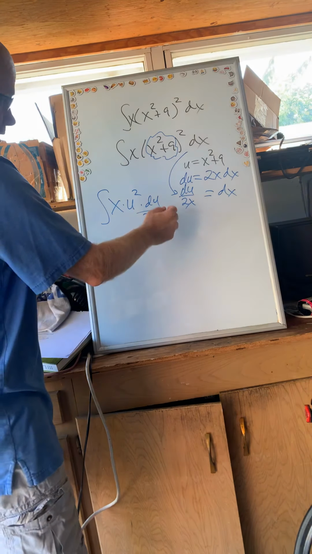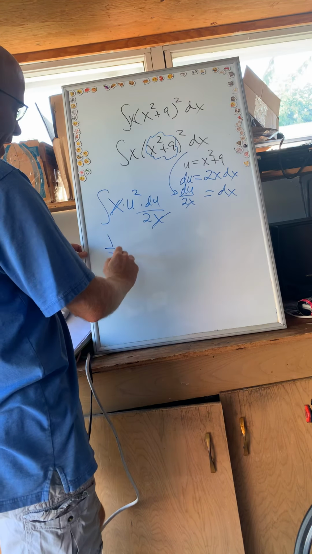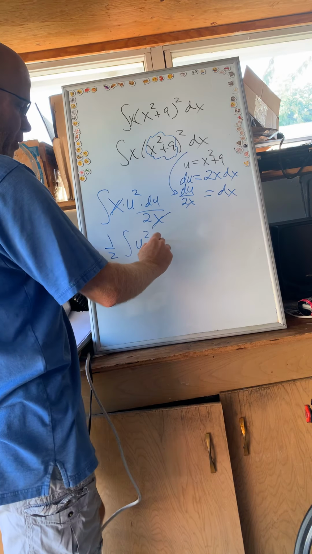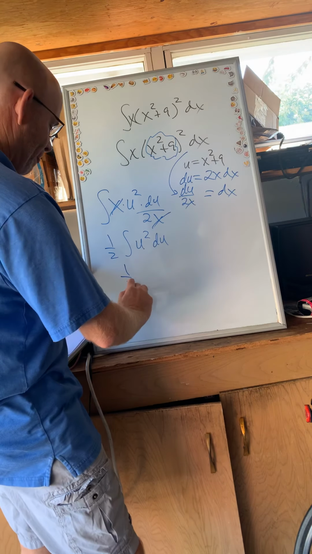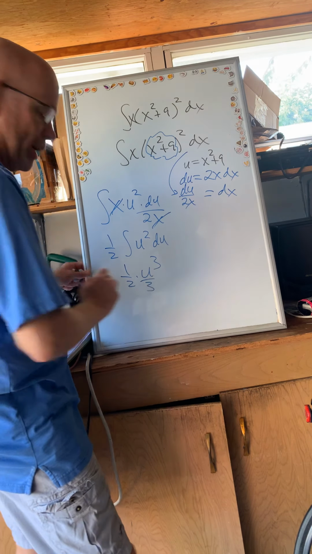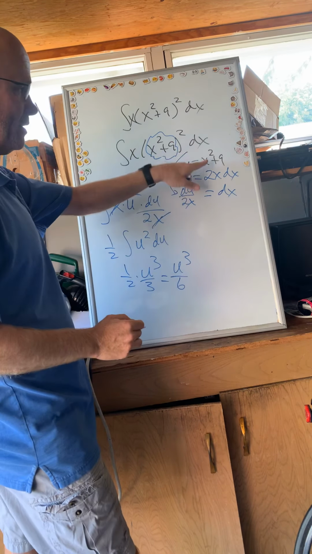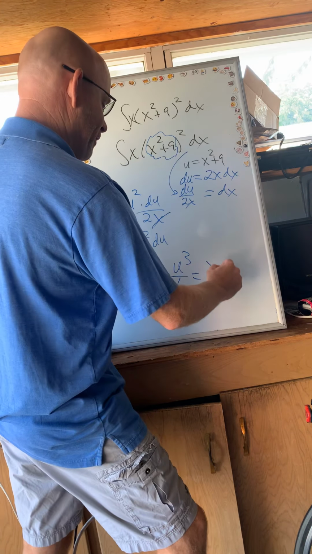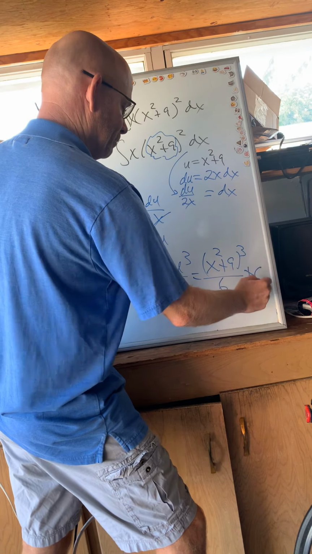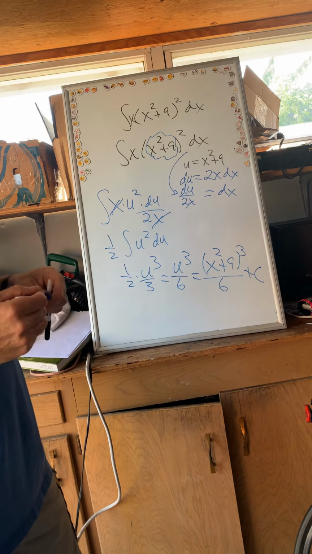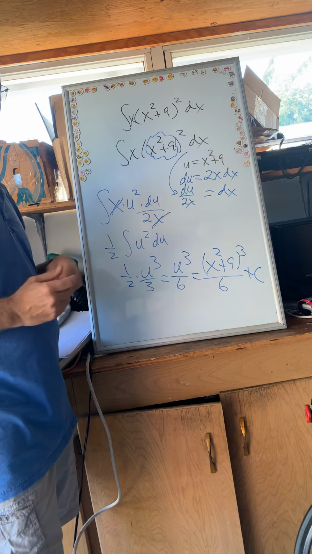Notice the nice thing about that is because that x was there, it cancels, and now I get 1/2 times the integral of u squared du. My integration is now all in terms of u, so I can integrate that. I get u cubed over 3, which is u cubed over 6, but u is this. So the final answer is x squared plus 9 cubed over 6. Notice what made that problem work was the fact that the inside part of the composite function's derivative was there also.